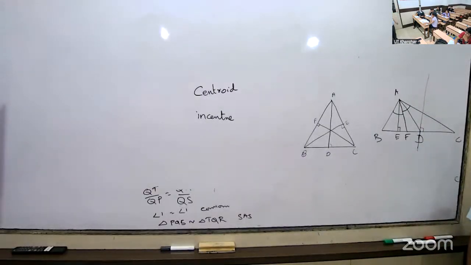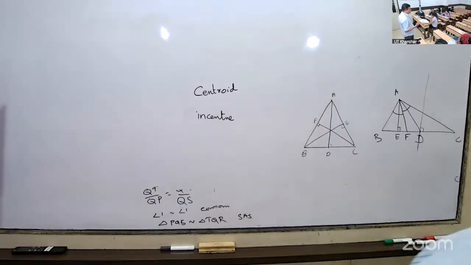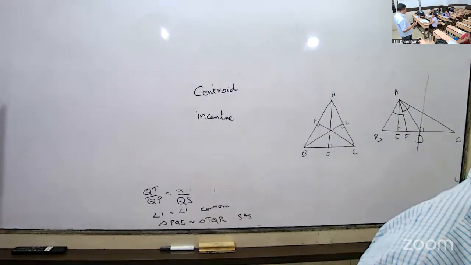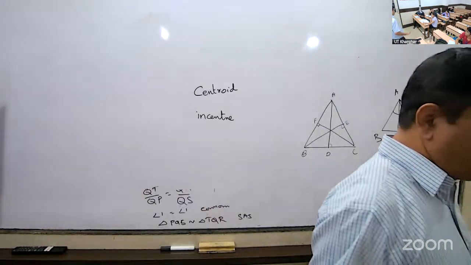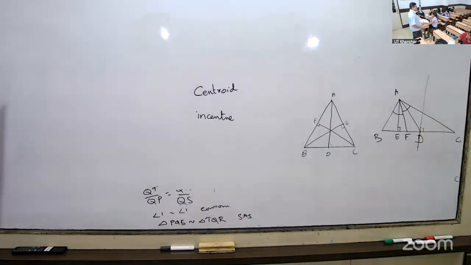Understood? The word perpendicular bisector means which is perpendicular and bisecting. What is the meaning of perpendicular? 90 degrees. What is the meaning of bisecting? Divided. Perpendicular and divided. How many perpendicular bisectors? Three. Three perpendicular bisectors can be drawn. They all meet at a common point. Finally, what is it? Circumcenter.